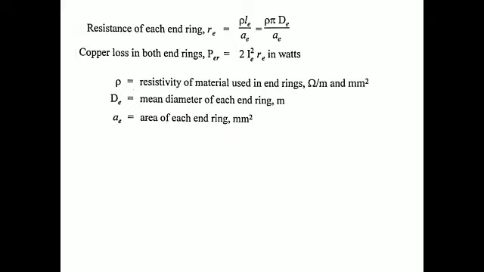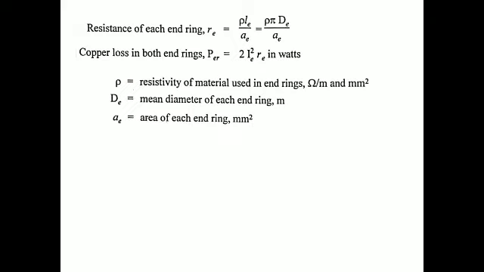Then the copper losses of the end rings are nothing but 2 I square R. The reason we mention 2 is that there are 2 end rings, one for the front side and one for the back side. So 2 into I square R is used to calculate this.